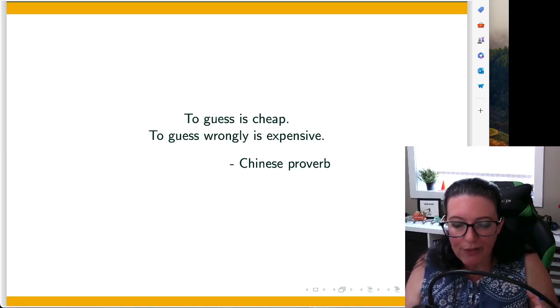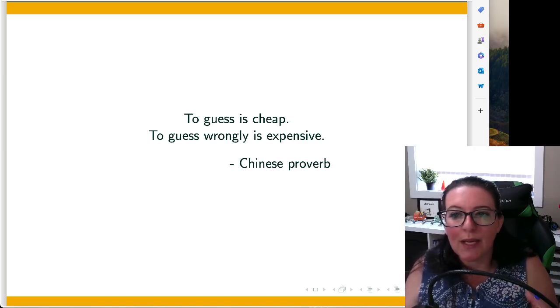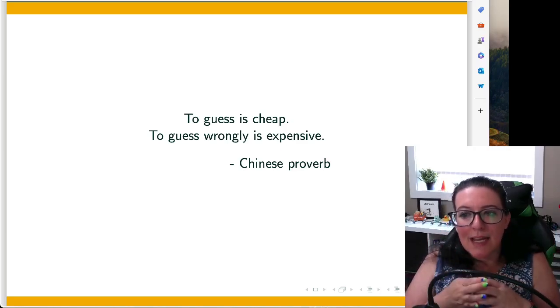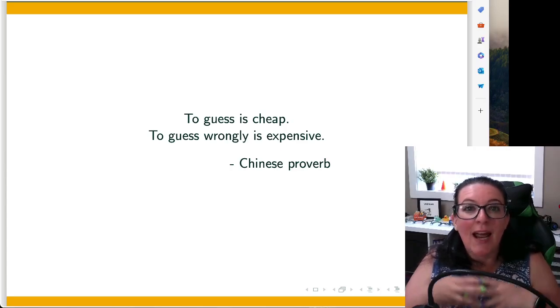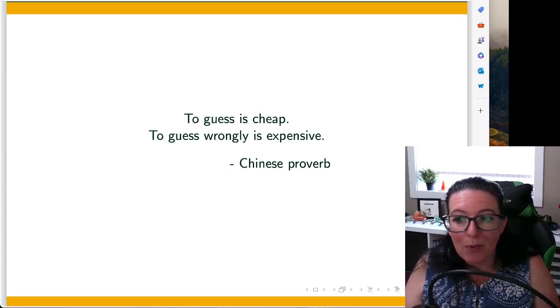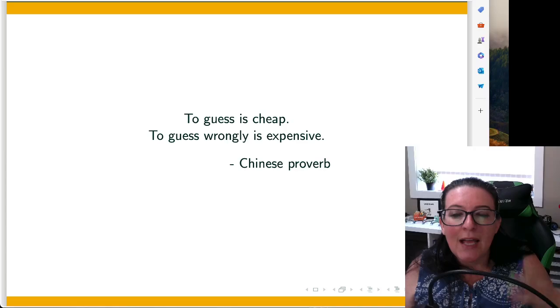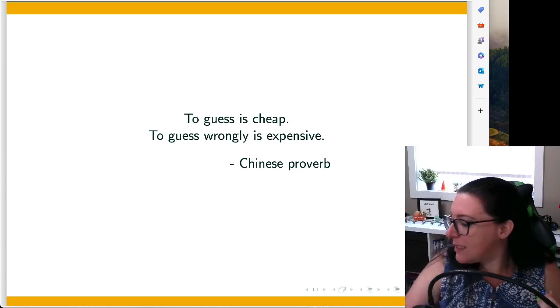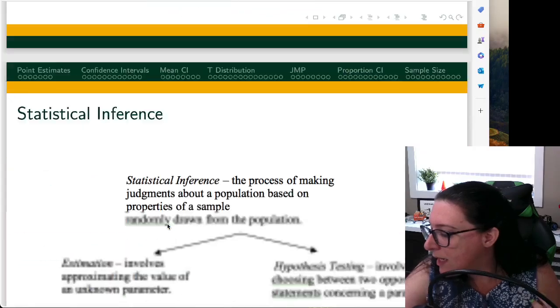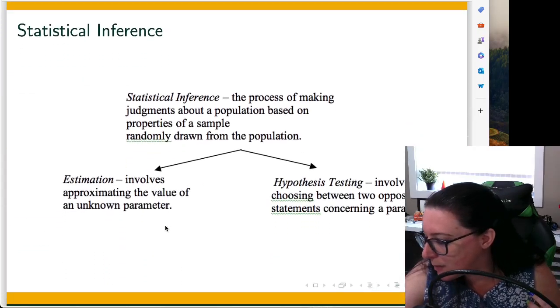And so throughout our videos, we have looked at how you can get more precise estimates about the population. A random or probability sample will get you there. A larger sample size will get you closer there. Now we're going to start talking about different statistical inference methods to get to that estimate.